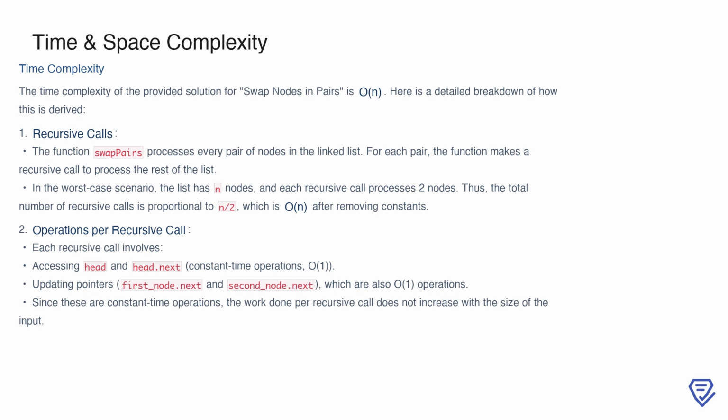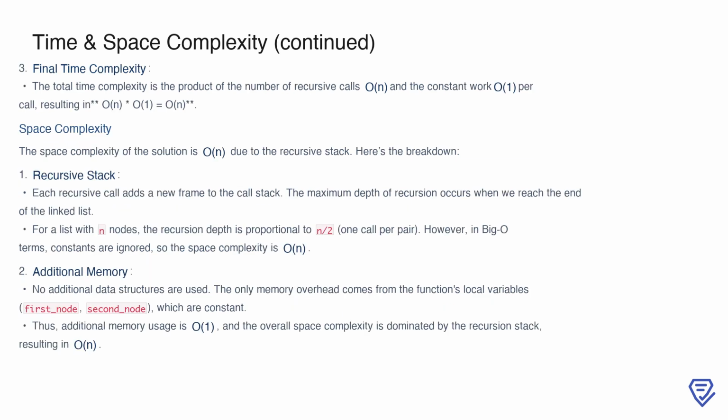Additionally, within each recursive call, we perform constant time operations like accessing head and head.next, and updating pointers for the nodes. These operations do not depend on the size of the input, so their contribution is O(1). Combining the number of calls with the constant work done per call, the overall time complexity is O(n). The final time complexity is determined by combining the number of recursive calls, which is O(n), with the constant work performed in each call, O(1). Multiplying these gives us O(n * O(1)), which simplifies to O(n).